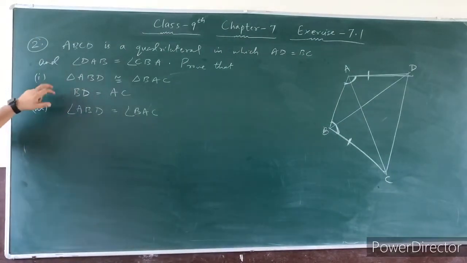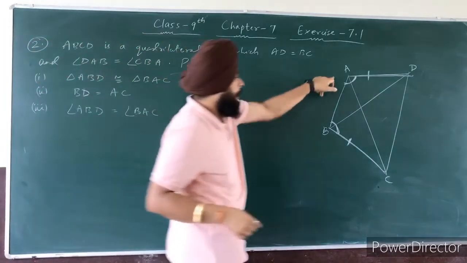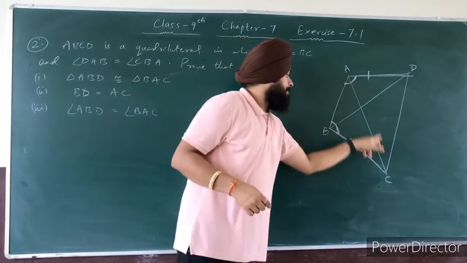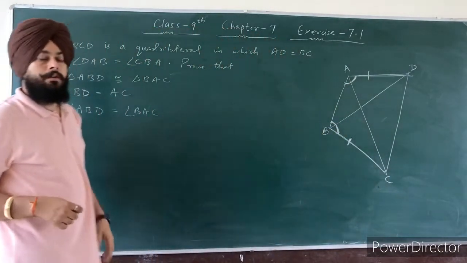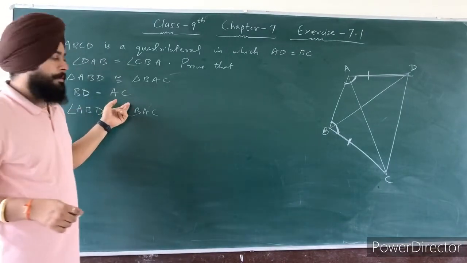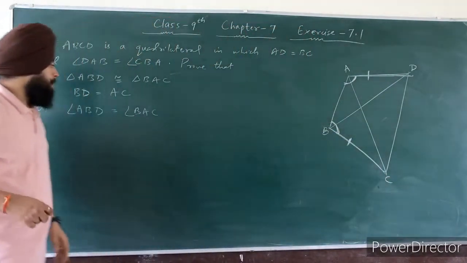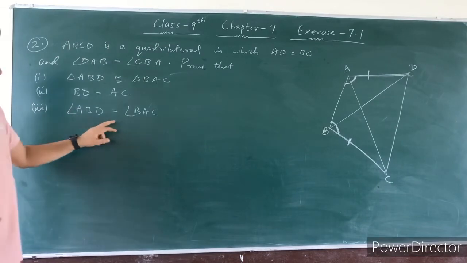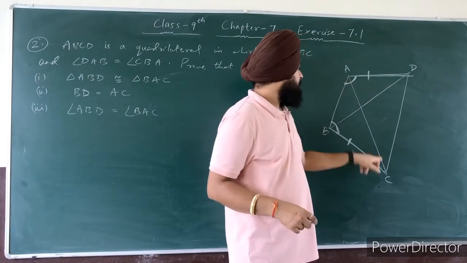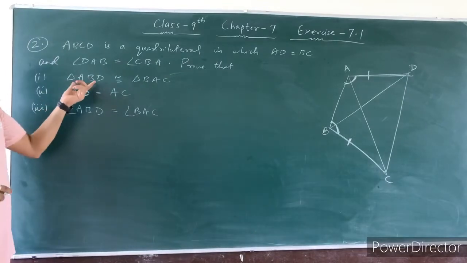We have to prove three parts. In the first part, we have to prove the triangles congruent: triangle ABD, this one, and triangle BAC, this one. And in the second part, we have to prove sides equal, BD and AC, the diagonals of this quadrilateral. And the third is angle ABD is equal to angle BAC. Clear? So the triangles which we have to prove congruent.